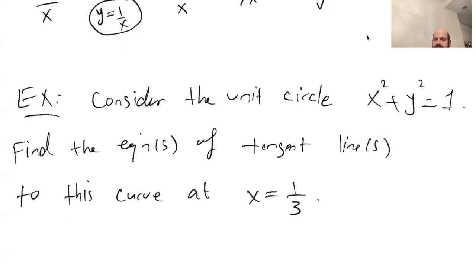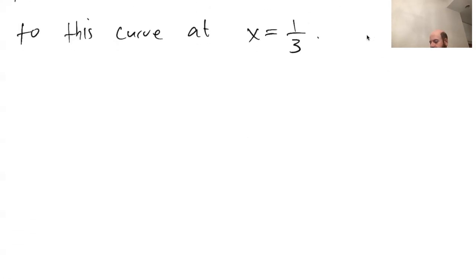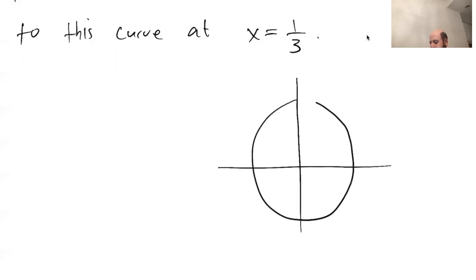So x value is given as 1/3, y value is not given. And the slope is not given as well, of course. And we want to find the equation of tangent line or tangent lines if there is more than one. So first, let's look at the graph. We know how the unit circle looks like. And at x equals 1/3.